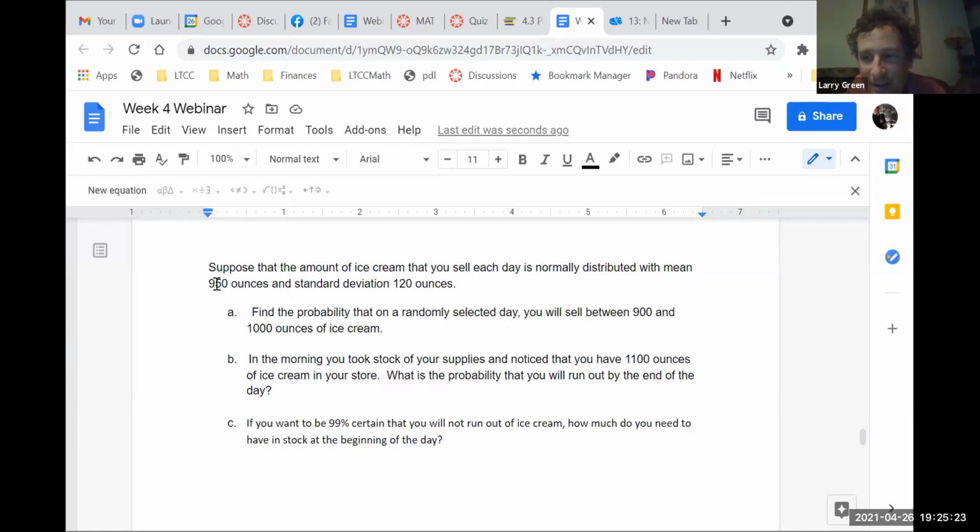All right. So suppose that the amount of ice cream that you sell each day is normally distributed with mean 950 ounces and standard deviation 120 ounces.